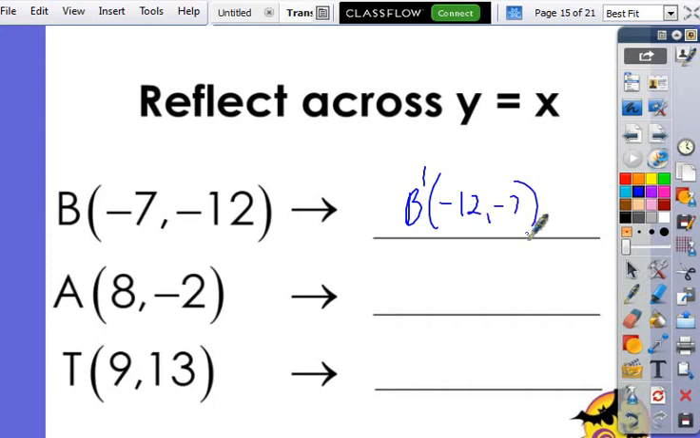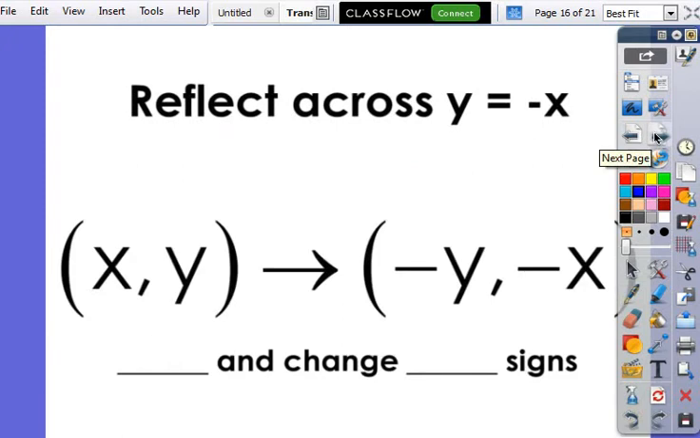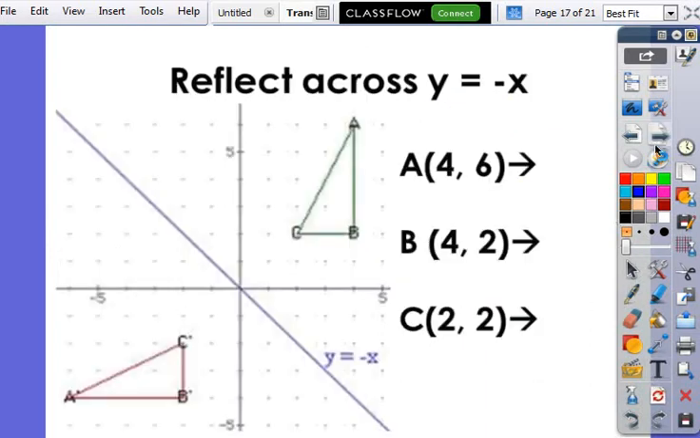Do you change the negative sign either? No, you don't change the signs when reflecting across y equals x. You do change the signs on y equals -x, which looks like this. There's y equals -x. So when I flip it across y equals -x, I swap the order and change the signs. So what would this first one be? -6, -4. A prime.